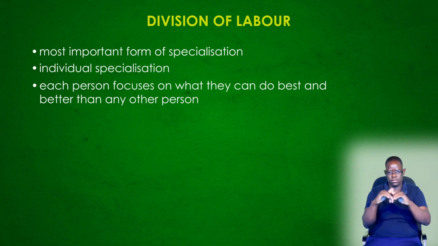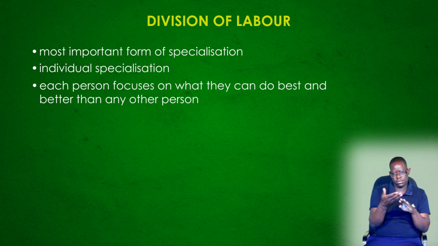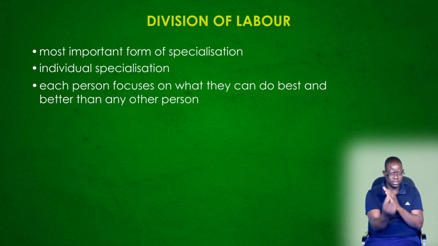Oh, thanks, Tolerance. Division of labor is the most important form of specialization, and it's also known as the individual specialization. Individual specialization is where each person concentrates on doing what he or she can do best and better than any other person because of his or her skills and qualifications.